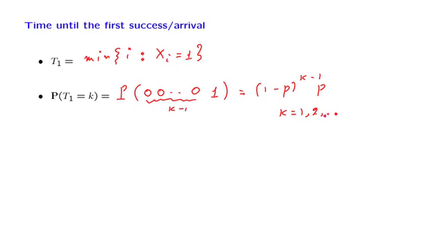This is the familiar geometric distribution that we have dealt with on several occasions, and in particular we know the expected value and the variance of a geometric random variable.